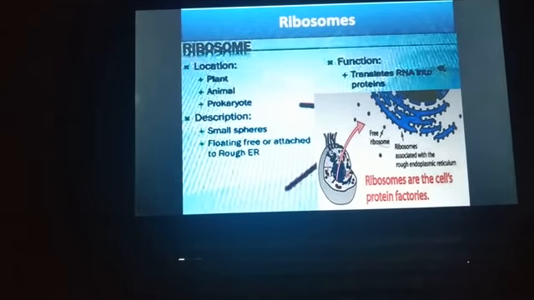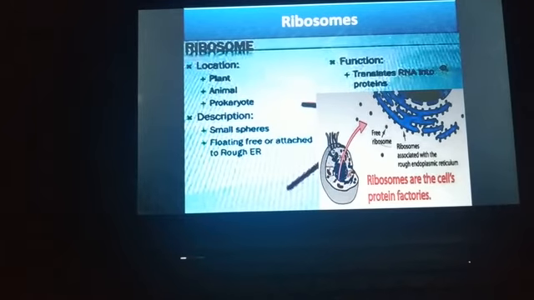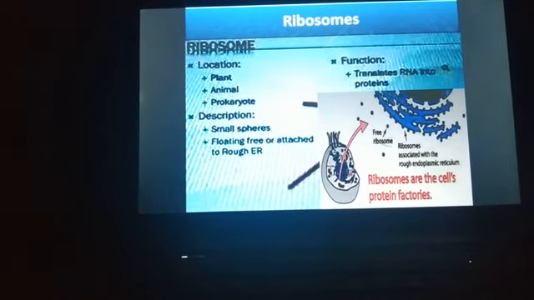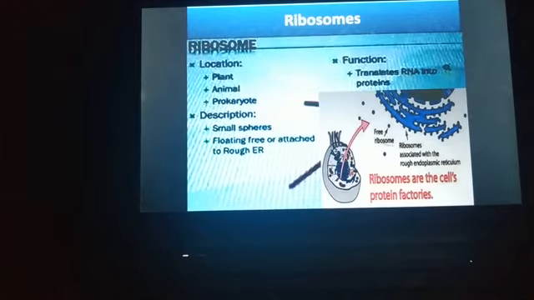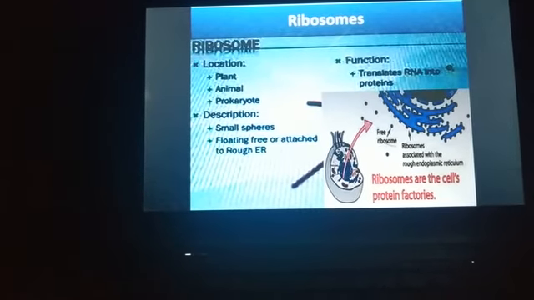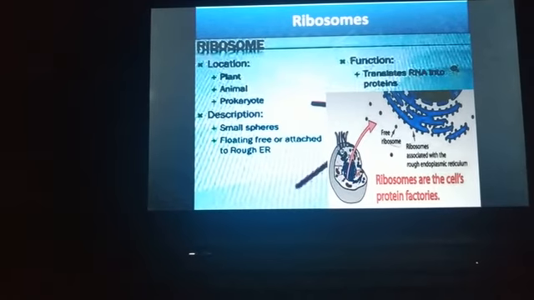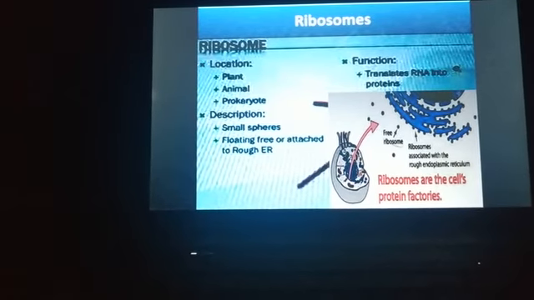Now there are two different types of ribosome. One is 70S and another one is 80S. 70S ribosomes are found in prokaryotic cells, and 80S ribosomes are found in eukaryotic cells.